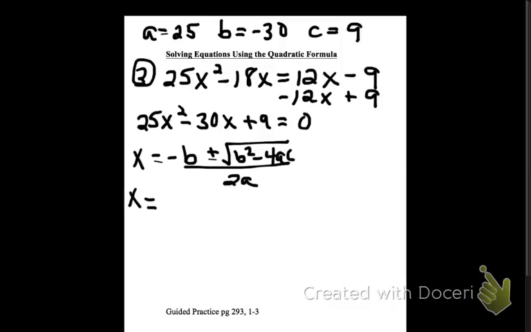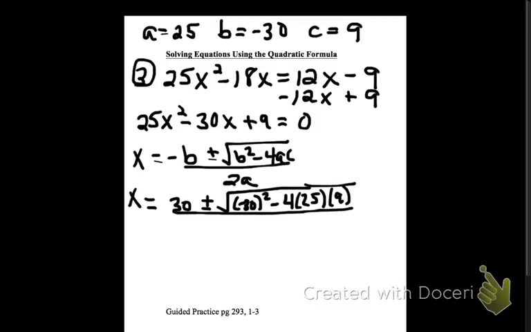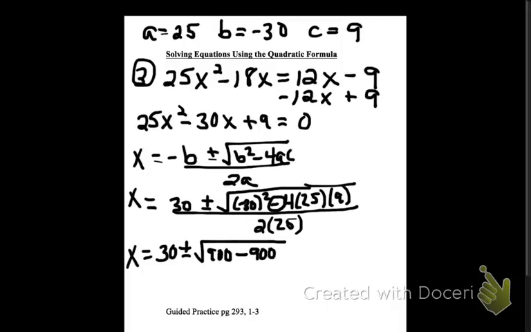So in this case, x equals positive 30 plus or minus the square root of negative 30 squared minus 4 times 25 times 9, over 2 times 25. When I simplify, that gives me 30 plus or minus the square root of 900. Again, that number will always be positive. I have one negative sign, so that's an odd number, which means it's going to stay minus. 4 times 25 is 100 times 9 is 900.